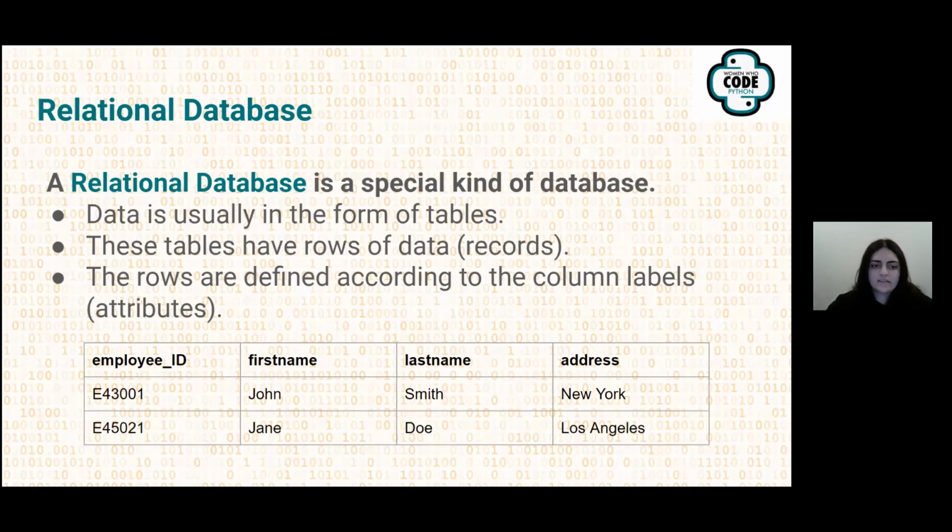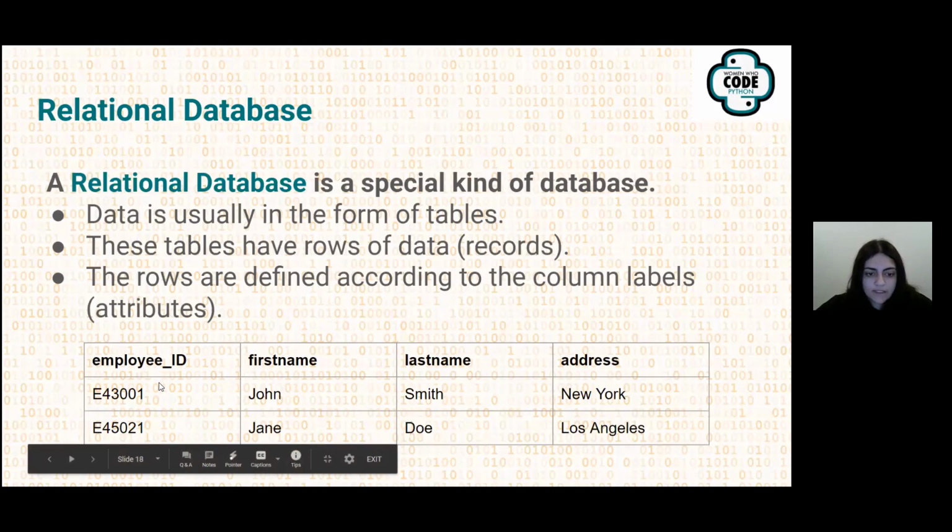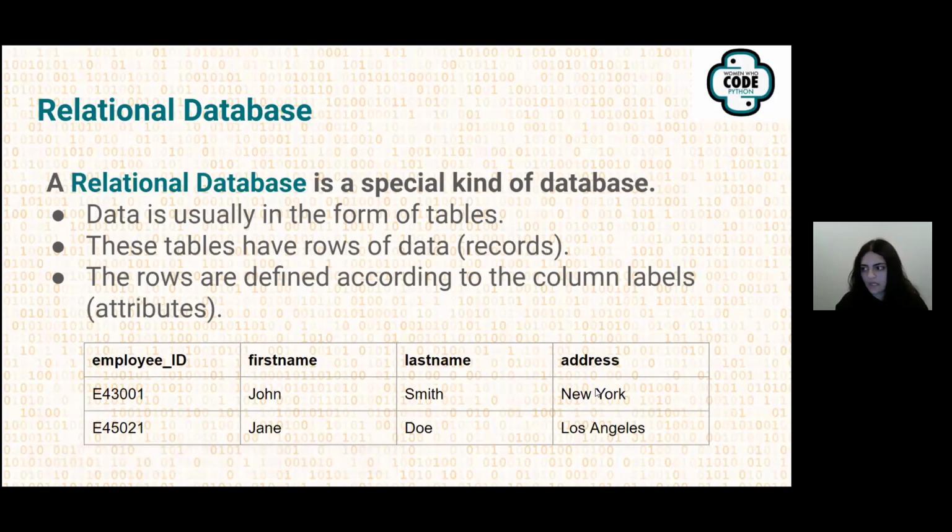So here you can see that I have a database of employees, for example, and there are two records in this database. So I have an employee ID, which is E43001 or something like that, for John Smith, and his address is in New York. So you can see that this person is a record in the database. This is how you exist somewhere, maybe in governmental records or the records for a bank. Your information is stored like this in a record.